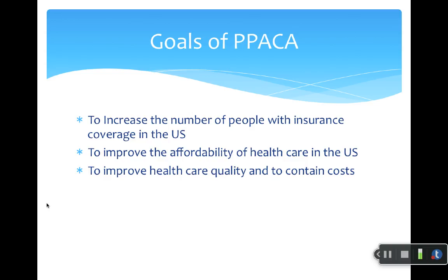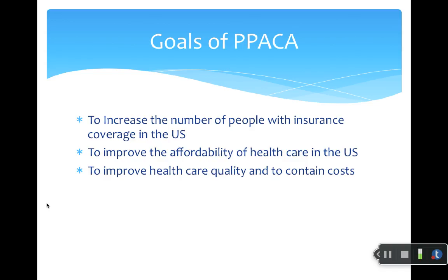Now, what we know is that the goals of the Patient Protection and Affordable Care Act, also known as Obamacare, really had 3 goals when this law was being designed. The first of which was to increase the number of people who have health insurance in the United States. Before the Affordable Care Act was passed, 45 million Americans did not have access to health insurance.